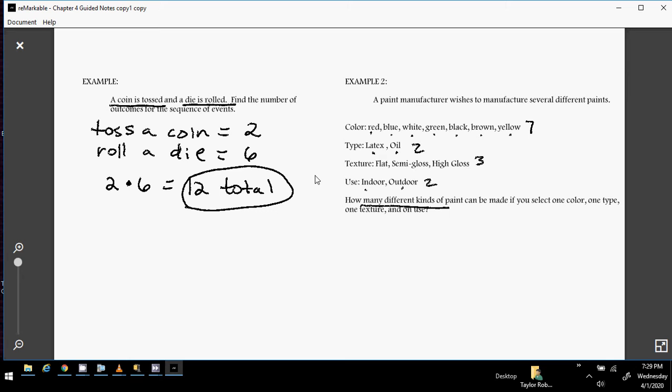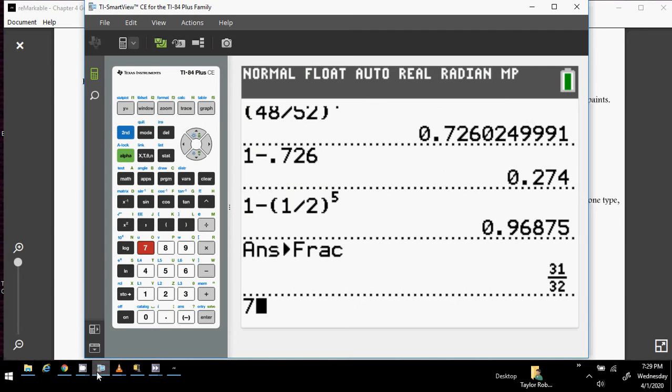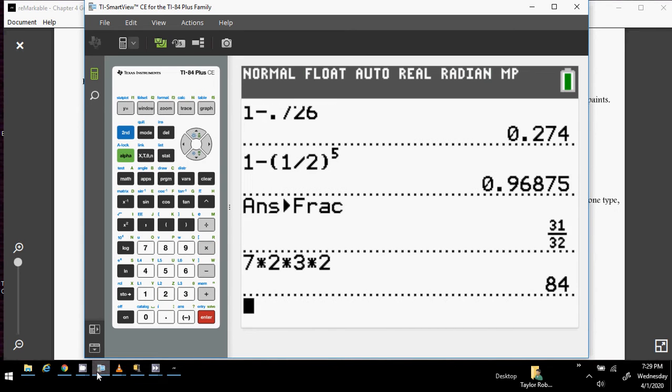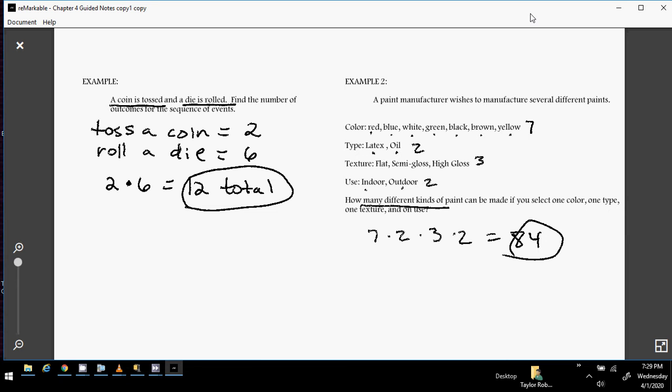So we multiply all those together. And that would give us our answer, which is 7 times 2 times 3 times 2, 84 possible different kinds of paints.